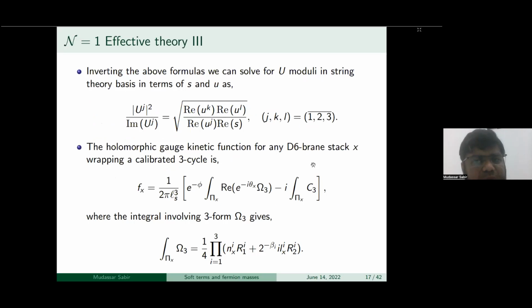Inverting the above formulas, we can solve for the U moduli in the string theory basis in terms of the field theory S and U, and the holomorphic gauge kinetic function for any D6 brane stack X wrapping a calibrated 3-cycle can be given by the following equation, where the integral involving the 3-form omega 3 is given by this.